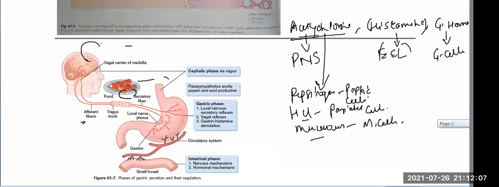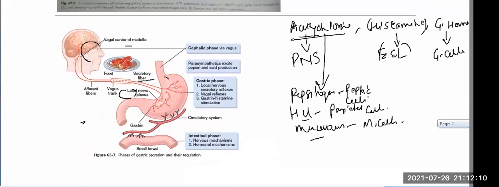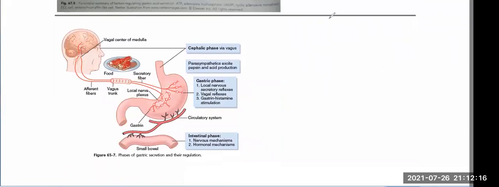Now, what you have is phases of gastric secretion. Let's quickly see the phases of gastric secretion. The phases of gastric secretion tell us in how many steps the gastric secretion takes place. The first phase is your cephalic phase. The moment you think of food, or the moment you see food, the gastric secretion will start. The cephalic phase occurs before food enters the stomach, and it results from sight, smell, taste, and appetite.